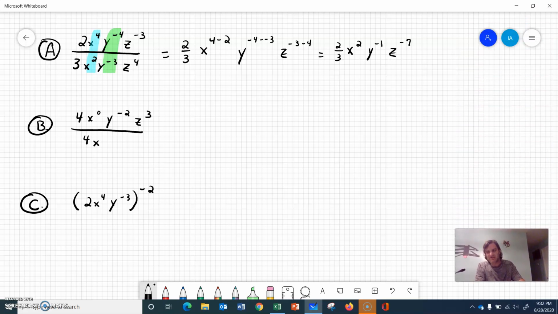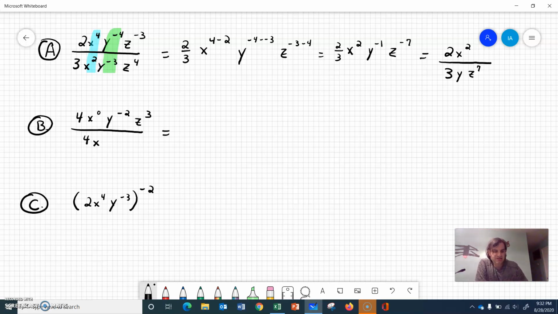Watch me follow. So I don't like negative exponents in the end, so let's clean that up. We'll make it 2x squared, since the 2 is the top of the fraction and the x is the only one that has a positive exponent. 2x squared over 3. We'll take y to the first to the bottom, so it'll just be y. Z to the negative 7 to the bottom, so it'll just be z to the 7. Okay, so 2x squared over 3y z to the 7th.